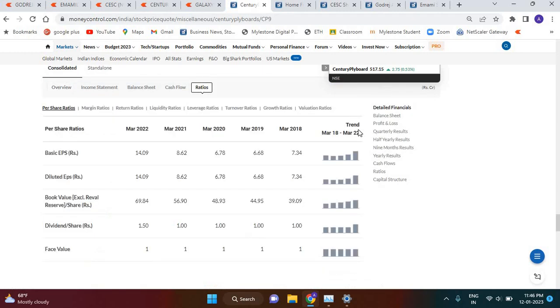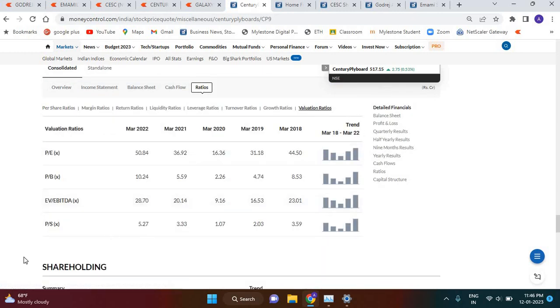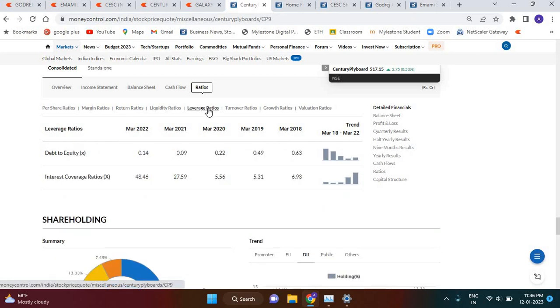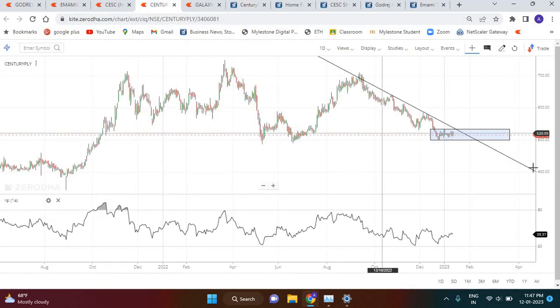Let's see ratios, valuation ratios. Decently valued, not undervalued. Return ratios good. This is improving. Leverage, this is also very good. So Century Plywood is looking okay.